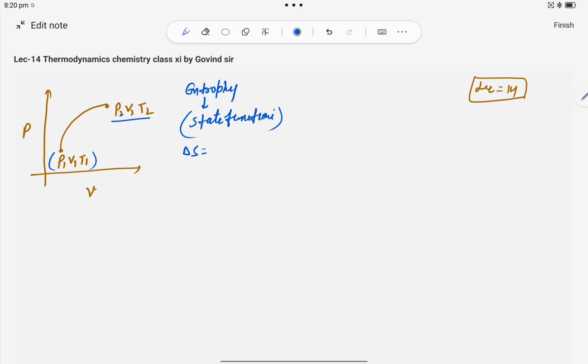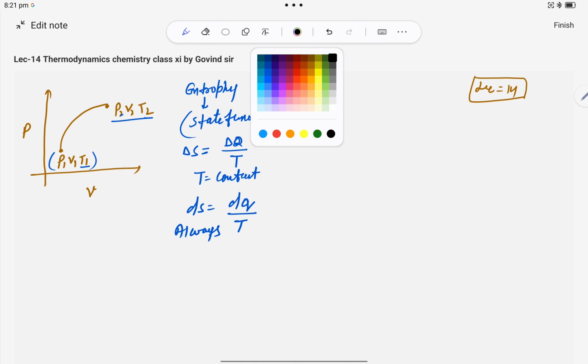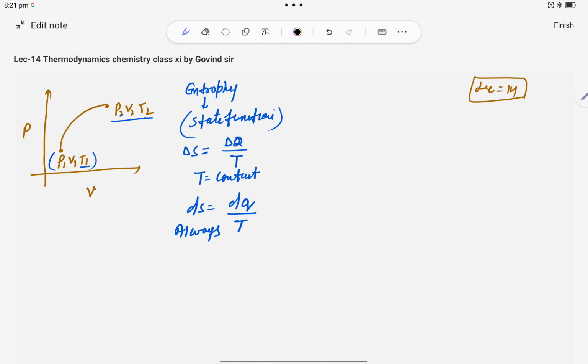So delta S, how to calculate it? The formula in the previous lecture I told you: dS is dQ upon T, when T is constant. But here the temperature changes, here T1, here T2. Then what formula do we have to apply? dS is equal to dQ upon T, so the integration of that formula we always have to use. Integration of dS is equal to integration of dQ upon T, if you want to calculate entropy.